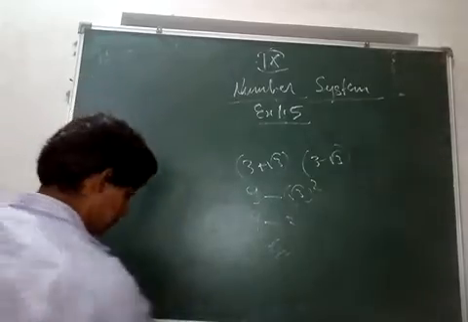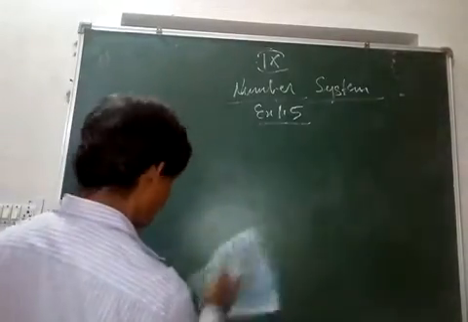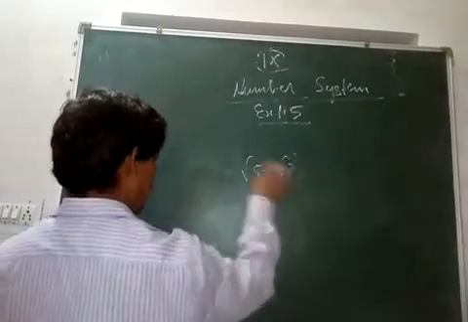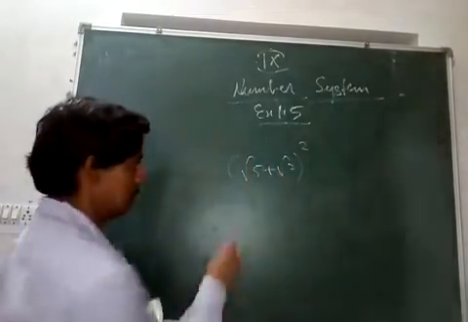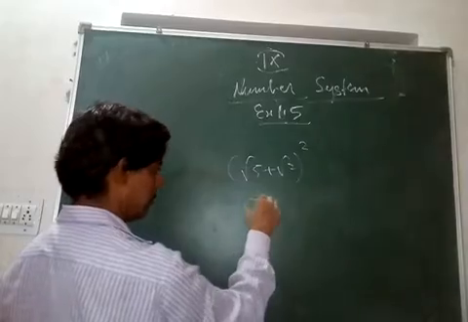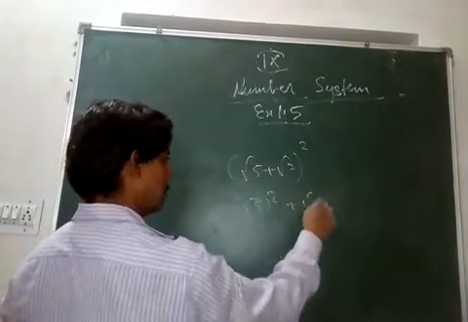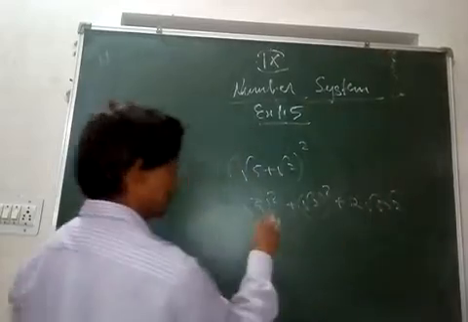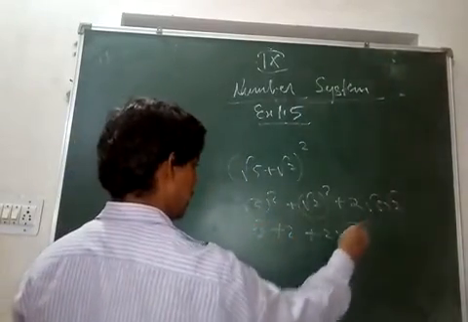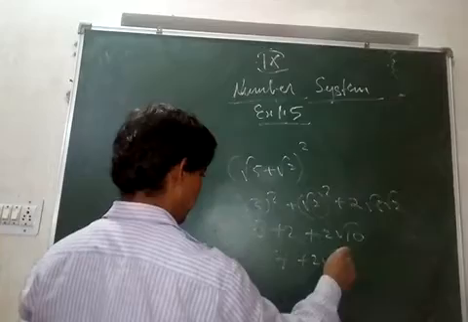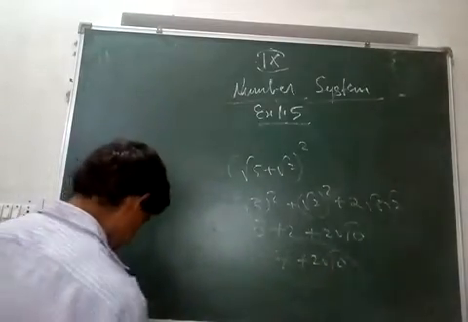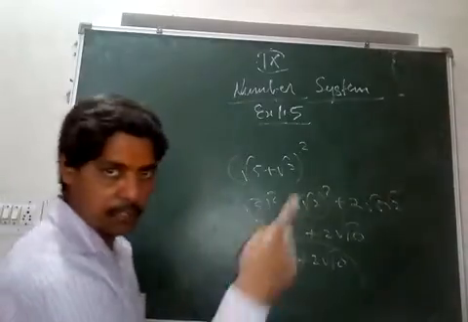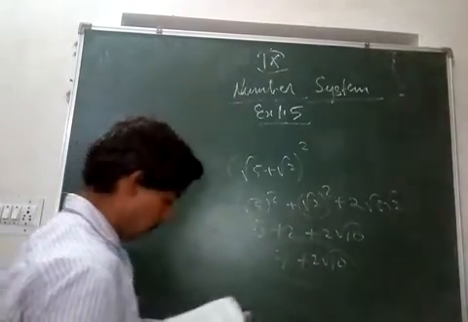Next one is root 5 plus root 2 whole square. Now whole square means a plus b whole square. This can be written as root 5 square, root 2 square, plus 2 into root 5 into root 2. This is 5 plus 2 plus 2 root 10. So this is 7 plus 2 root 10. Next one is root 5 minus root 2, times root 5 plus root 2. So this is 5 minus 2, 3. That is done. You can check on your own.